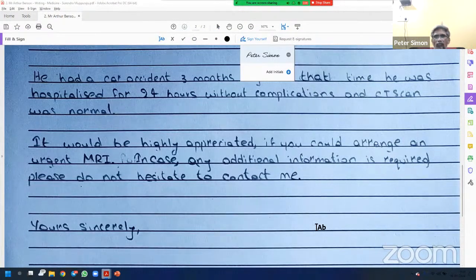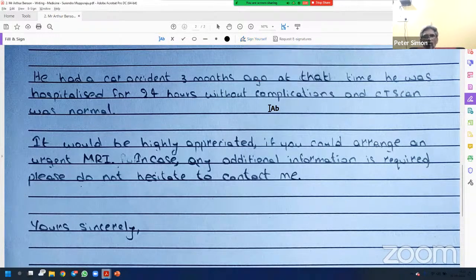Right. He had a car accident 3 months ago. At that time, he was hospitalized for 24 hours without complications and the CT scan was normal. Instead of normal, you can say unremarkable. Better word.